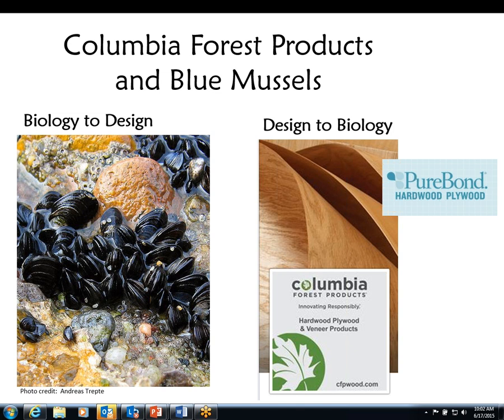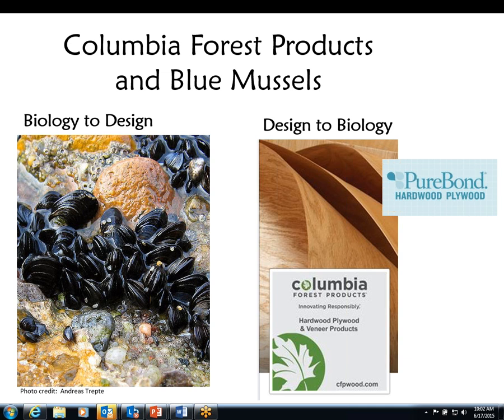So at the end of the lecture, he went up to talk to the researcher and said, "We have to talk." And so it was this example of a researcher finding this cool strategy in biology, in nature, figuring out exactly how it works, and then matching that up with the identified need, in this case by Columbia Forest Products.